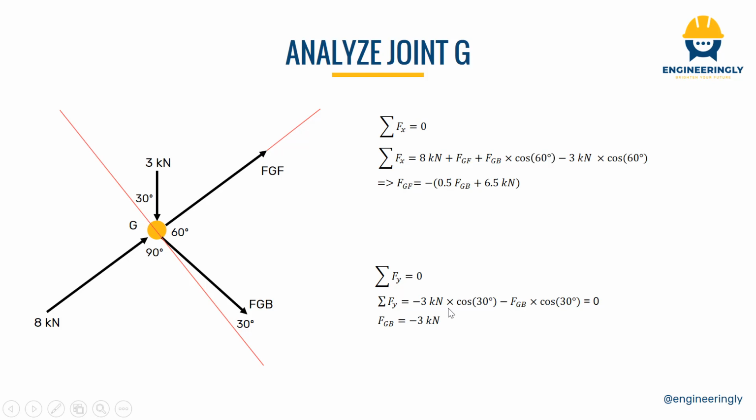From here, we will find the value of force in member GB to be minus 3 kN. In other words, we assume that this member is in tension, but our analysis indicates that this member is in compression. If we replace this value in here, we will find that the value of force in member GF will be minus 5 kN. In other words, we assume that this will be in tension. However, actually this member is in compression.